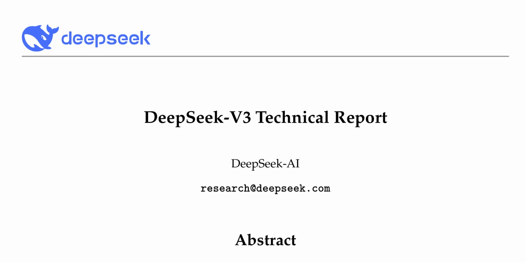We employ a batch size scheduling strategy, where the batch size is gradually increased from 3072 to 15360 in the training of the first 469B tokens, and then keeps 15360 in the remaining training. We leverage pipeline parallelism to deploy different layers of a model on different GPUs, and for each layer, the routed experts will be uniformly deployed on 64 GPUs belonging to 8 nodes. As for the node-limited routing, each token will be sent to at most 4 nodes.